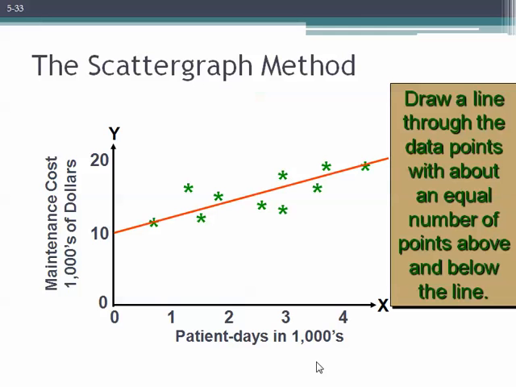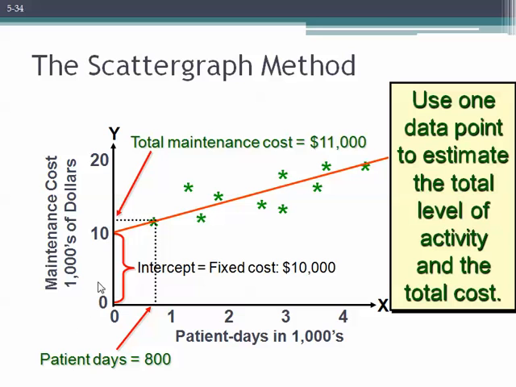Once we've plotted our data, we'll draw a line through our data points, and we want to have an equal number of dots roughly above the line as we have below the line. Once we've done this, we can then estimate the fixed component and the variable component of our maintenance cost. Our fixed component is going to be where our line intercepts the y-axis, and it looks like in this case our fixed cost is about $10,000 in total.